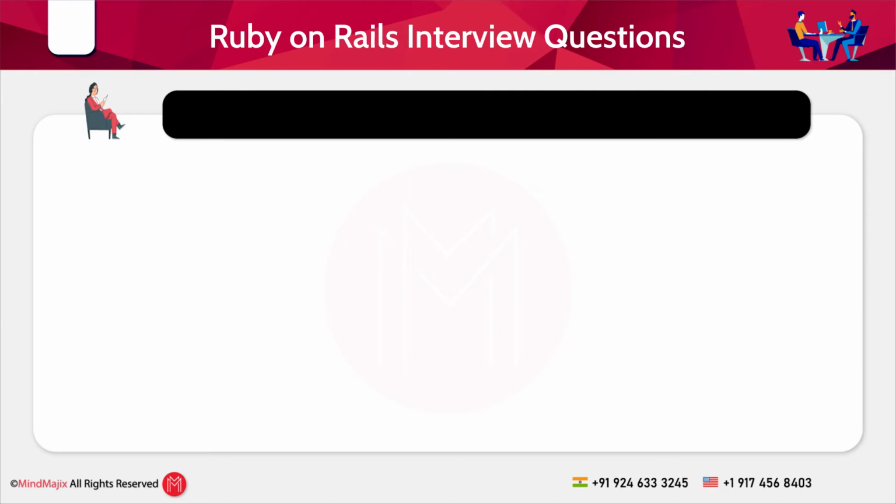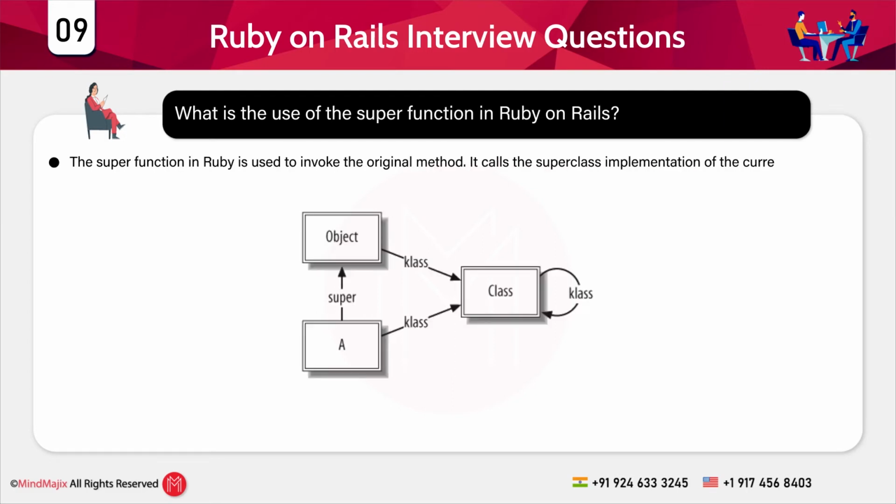What is the use of the super function in Ruby on Rails? The super function in Ruby is used to invoke the original method. It calls the superclass implementation of the current method. We know that the super keyword is used in inheritance. The super keyword is always used to call a function from the parent class or the constructor from the parent class. The same, the super method is also available in the Ruby language, which is used to call the method from the superclass.